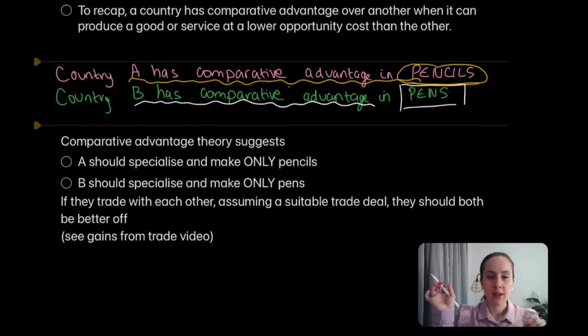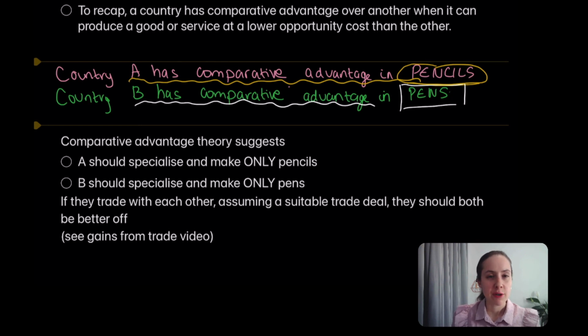You can use the point method that we did in the beginning on the PPF. And when the numbers aren't so clear, you could always use the ratio method that I did and divide both sides to get it to the 1 pencil or the 1 pen format. The comparative advantage theory suggests A should specialize in their comparative advantage, which is pencils, so they should make only pencils. And B should specialize and make only what their comparative advantage is, which is pens.